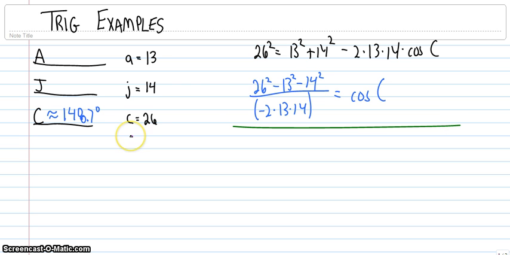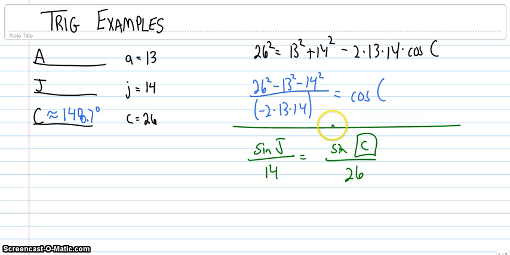Since we already found the biggest angle, the order that we do the next one in doesn't really matter. We could find angle J or angle A next. I'll just go after J. So the sine of angle J over little j is equal to the sine of angle C, which I have stored in my calculator, over little c.